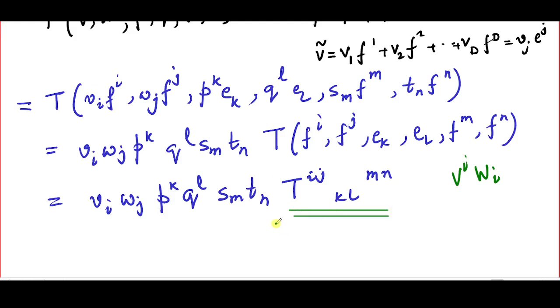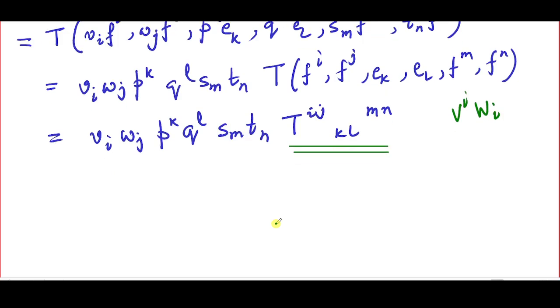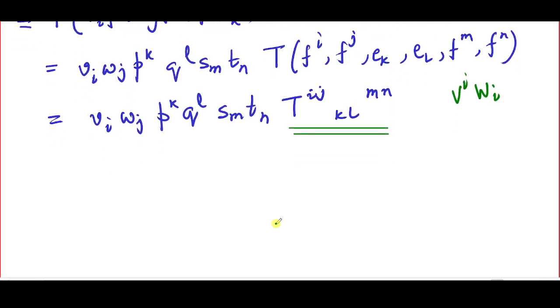So if you know the d to the 6 numbers T, i, j, k, l, m, n, you know this particular tensor. Of course, the fact that this tensor has d to the 6 components depends on the fact that it actually has 6 arguments, 4 covectors and 2 vectors. If you had, say, only 2 arguments, then you would have had only 2 indices and so on. So these components tell you all that you need to know about the tensor.